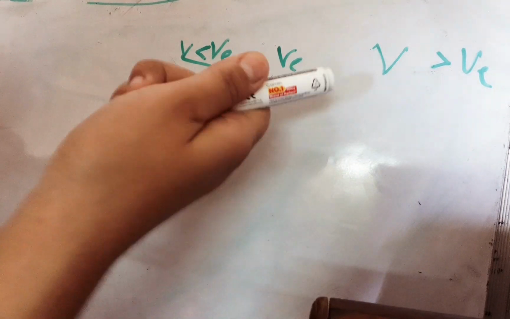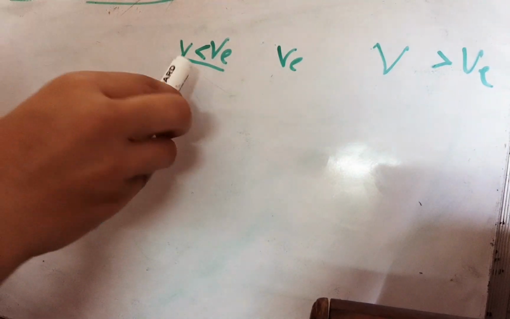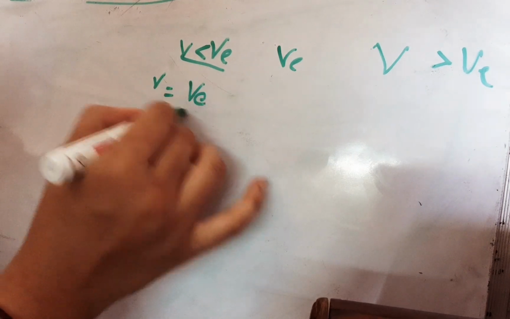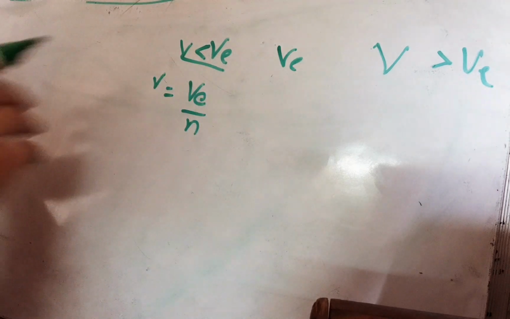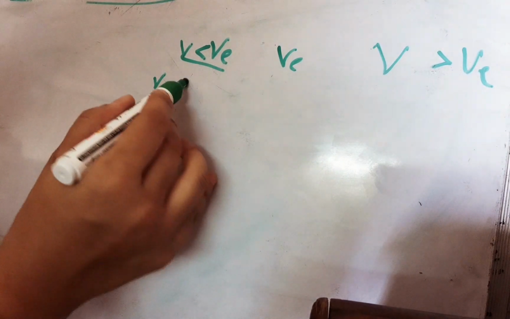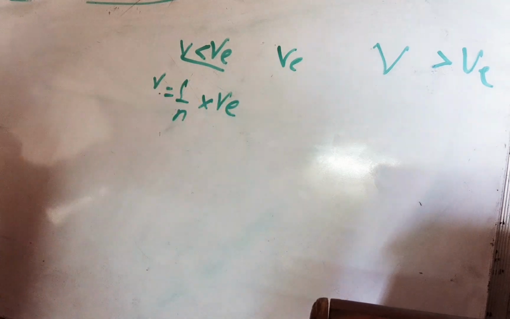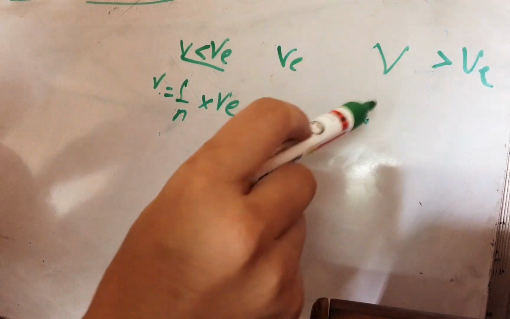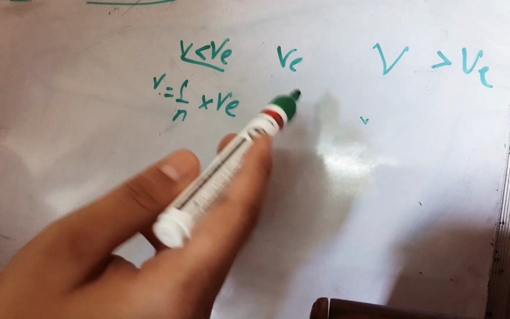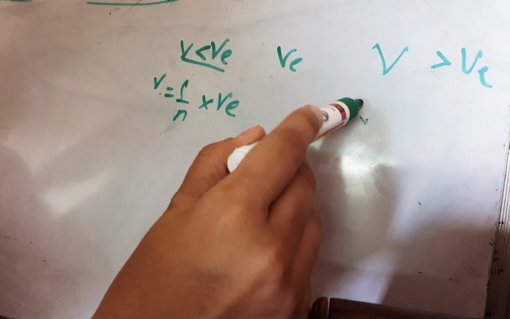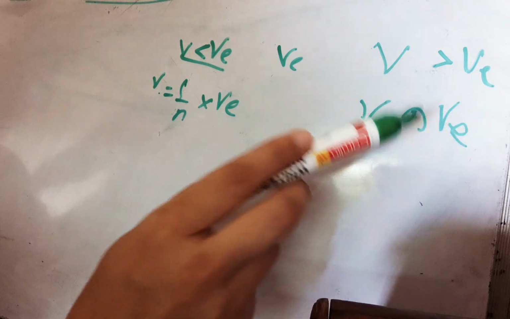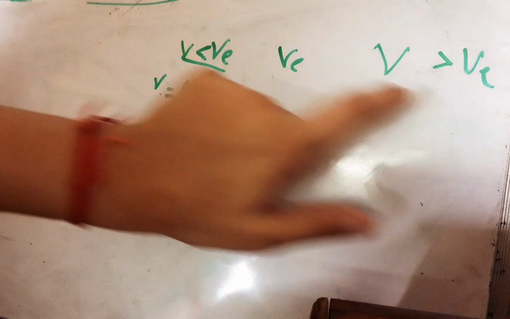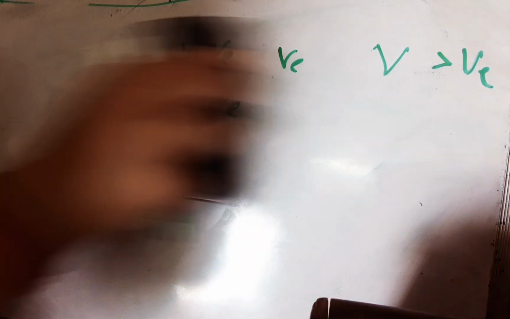One is with escape velocity, which I already told. Next is the case when your velocity is less than escape velocity, or your velocity is 1 by nth times of escape velocity. So whatever velocity you are projecting, it is 1 by nth times of your escape velocity. And the last case, your velocity is greater than escape velocity. Sometimes they may give that the velocity is n times the escape velocity, but this is very rare. They will just give velocity is greater than escape velocity. So like that three cases are possible. We are going to discuss these three cases now.